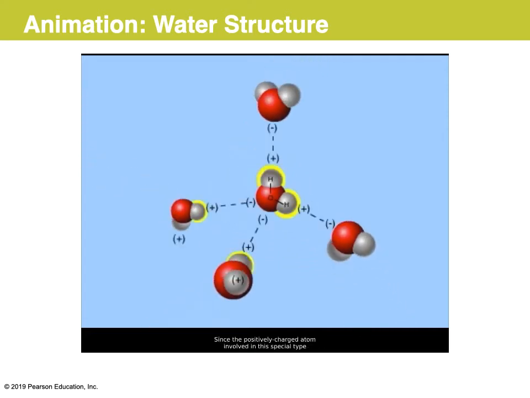Since the positively charged atom involved in this special type of attraction is always a hydrogen atom, this kind of bond between molecules is called a hydrogen bond. Each water molecule can hydrogen bond to 4 other water molecules. A hydrogen bond is weak and lasts only a tiny fraction of a second, but it takes a lot of energy to overcome the combined attraction of many hydrogen bonds. This explains water's great capacity to store heat, its high boiling point, surface tension, and several other unusual properties.